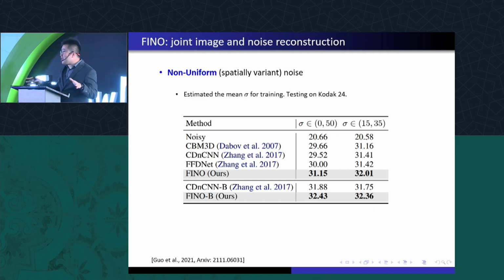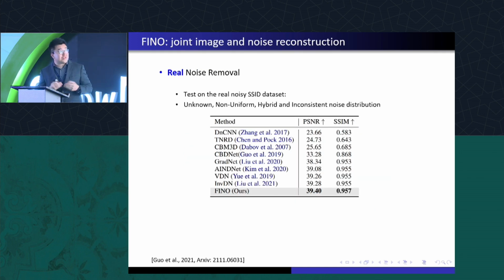Right, and we also try something like non-uniform noise, which is another type of robustness. We're assuming that the noise itself is not uniform. So if you train using one sigma, you are talking about handling spatially varying noise in practice, at testing time. And we also try real noise. In this case, you have no idea about the noise distribution at all, and it can be hybrid, it can be non-uniform.